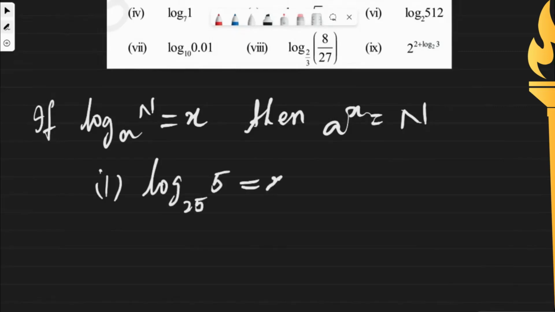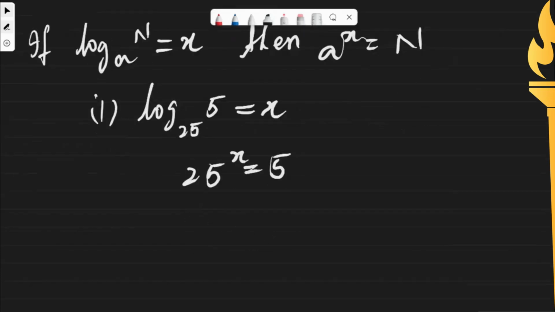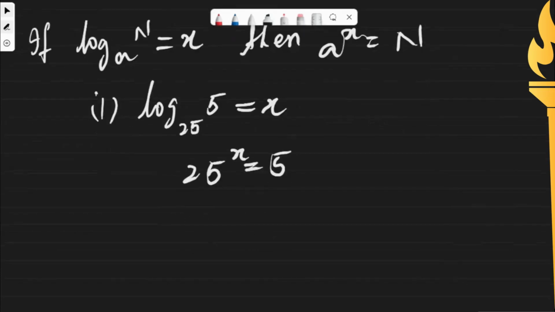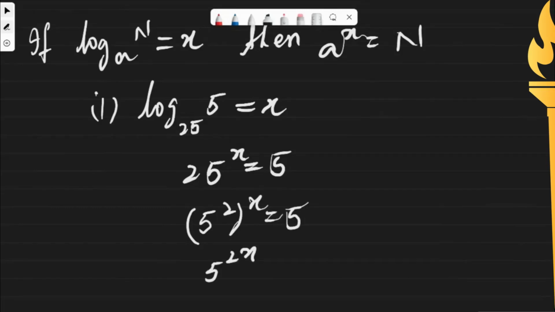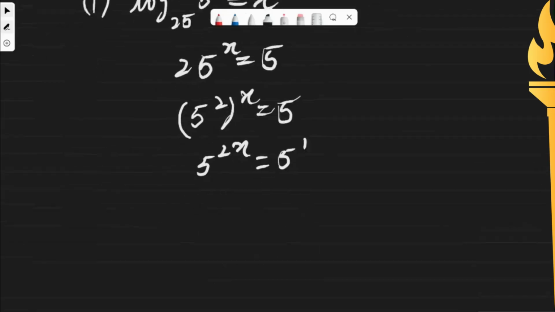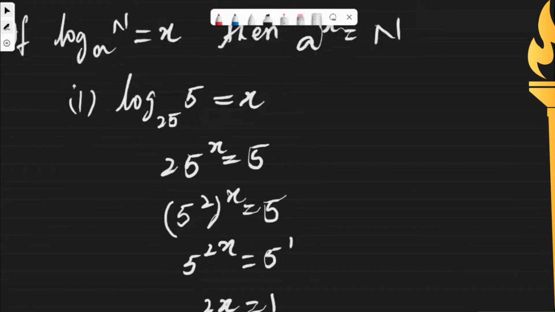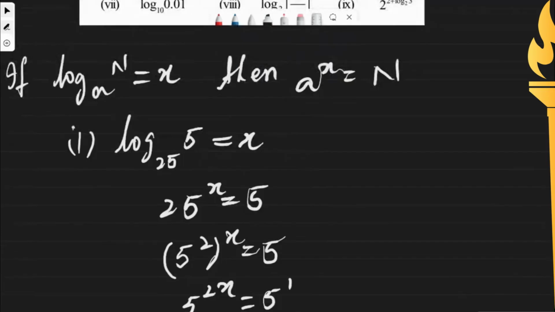Let it be equal to x. Then 25 power x equal to 5. 25 can be written as 5 power 2, so 5 square whole power x equal to 5. A power m whole power n is a power mn. So 5 power 2x equal to 5 power 1. Bases are equal, equate powers. 2x equal to 1, x equal to 1 by 2. Since log 5 base 25 is equal to x, it will be equal to 1 by 2. So log 5 base 25 is 1 by 2.